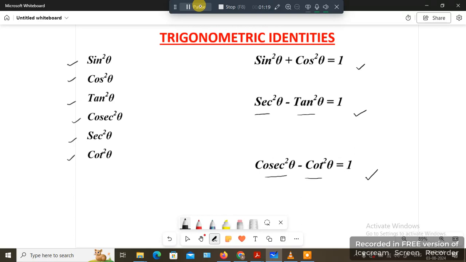After that, use the first and second ratios in the sequence to get the first identity. So I have written sine square and cos square and then added them to get what? 1. This is the first identity. To get the second identity we have to start where we left the first identity. We left the first identity at cos square theta, so from here we have to start the second identity.